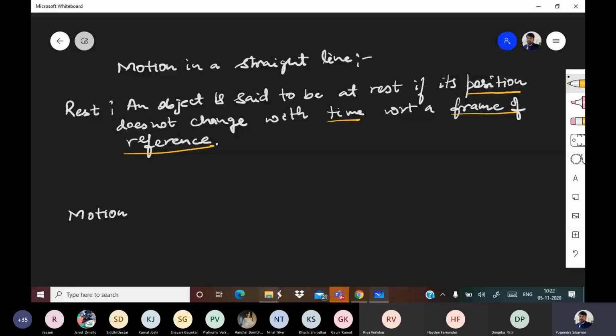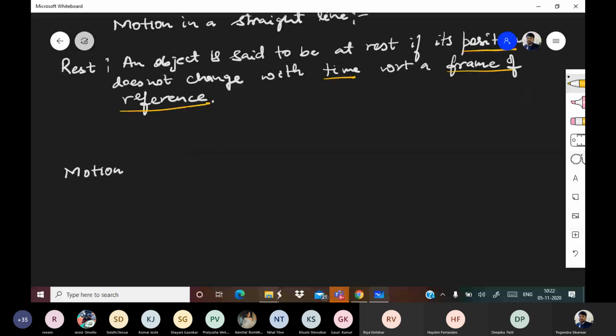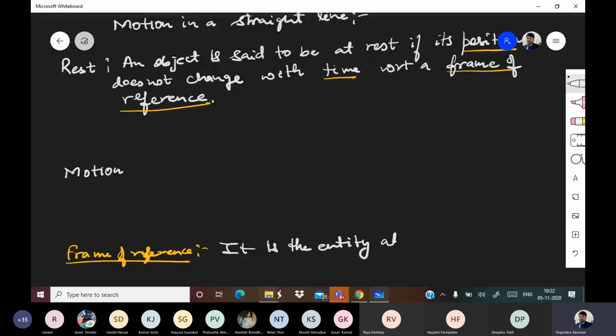Now the second thing is frame of reference. So what is frame of reference? Let us talk about that. It is the entity about which motion is being observed.